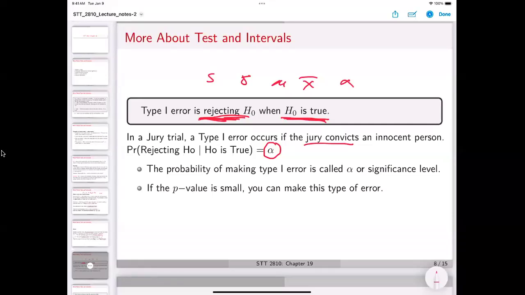And then, type 1 error occurs only if you reject the null hypothesis when it's actually true. And when the p-value is small, you can make this type of error, because if the p-value is small, it's going to make us reject. So the key thing I want you to take note of is this: type 1 error occurs only if you reject the null hypothesis when in reality it is true.